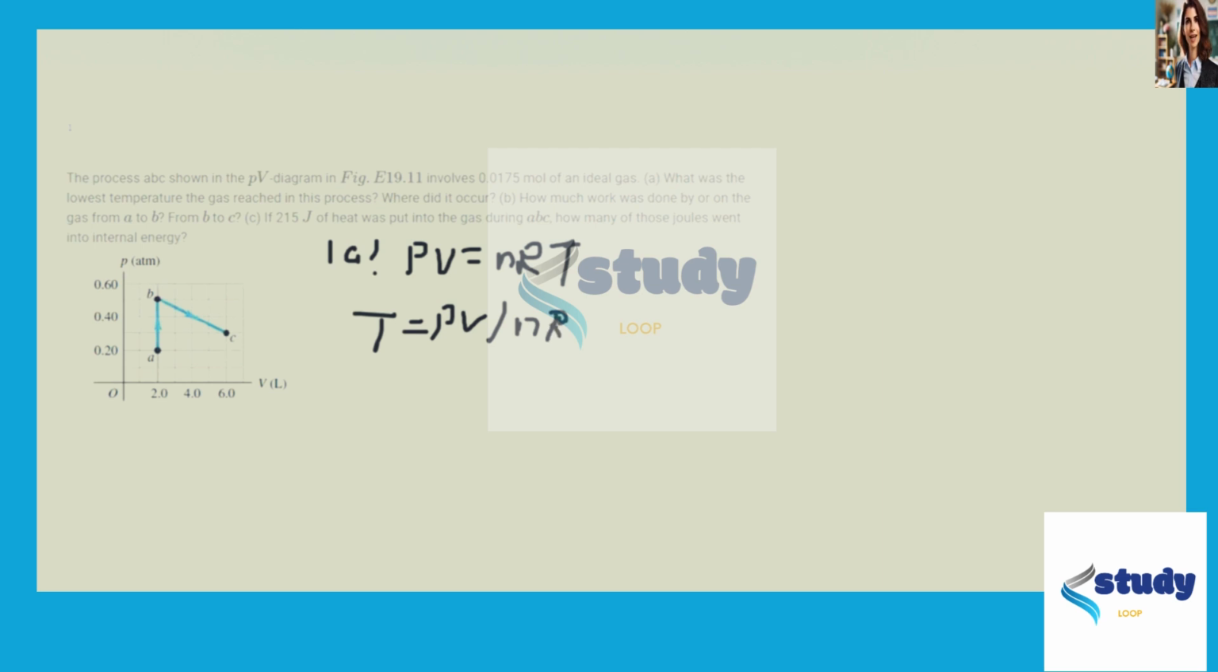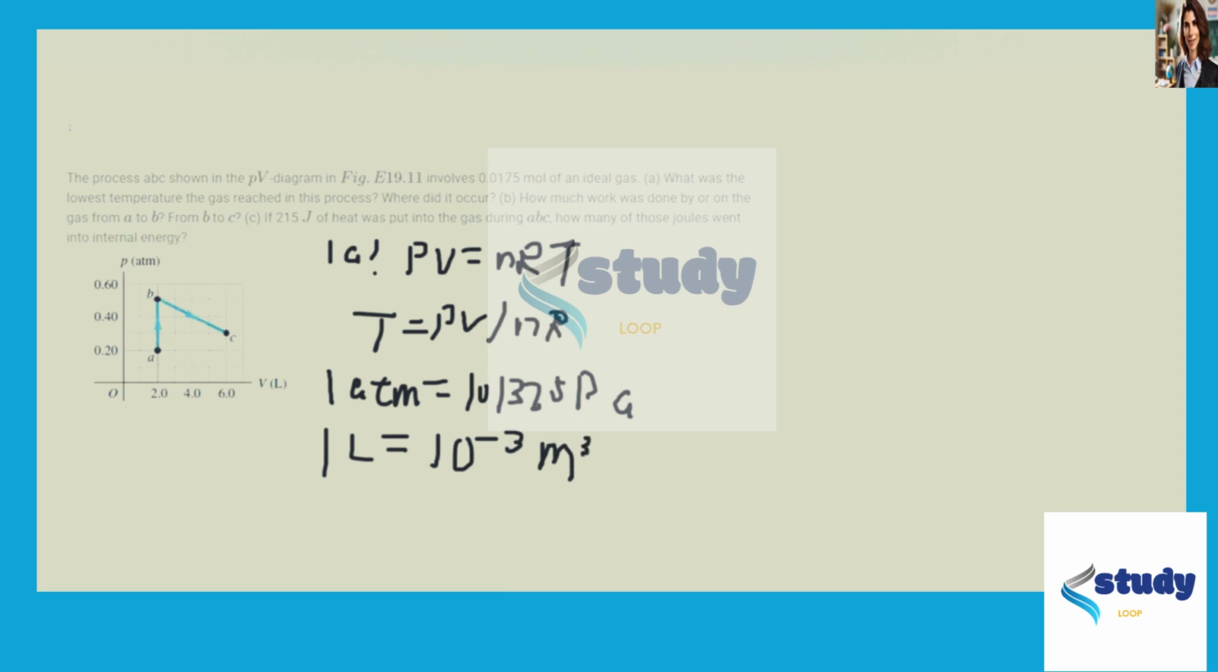Okay. And before you do that, you need to transfer the units: 1 atmosphere into Pascal, and liters into meters cubed. So the unit transfer relation is 1 atm is 101,325 Pascal, and 1 liter is 10 to the -3 meters cubed.